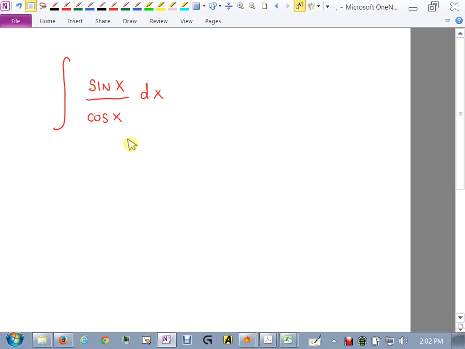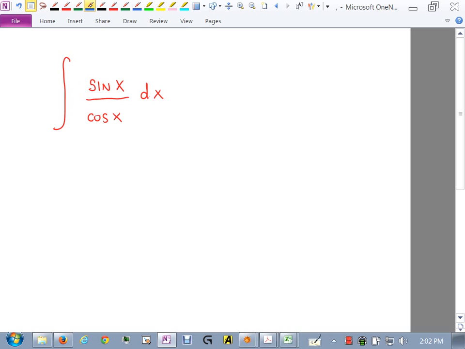How about cosine x? What's the derivative of cosine x? Negative sine x. You don't quite have negative sine x, do you? But it's off by what, a constant? That's okay if we're off by a constant, because we can always make up for it. I could always write this as negative sine, and that's fine. So it's okay to be off by a constant.